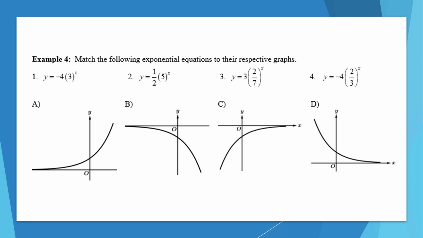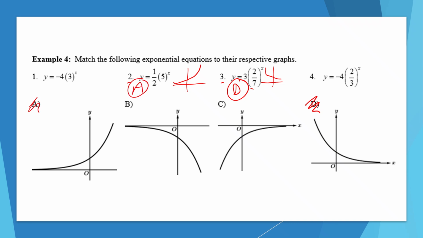Example 4, match the following exponential equations to their respective graphs. So here, let's knock out the exponential growth and decay. So that's going to be 2 and 3. This has a base that is less than 1, so this is going to be exponential decay. So it should look like this, which matches D. So D should be number 3. 2 should be A, because this is going to be exponential growth. So 2 is A here.